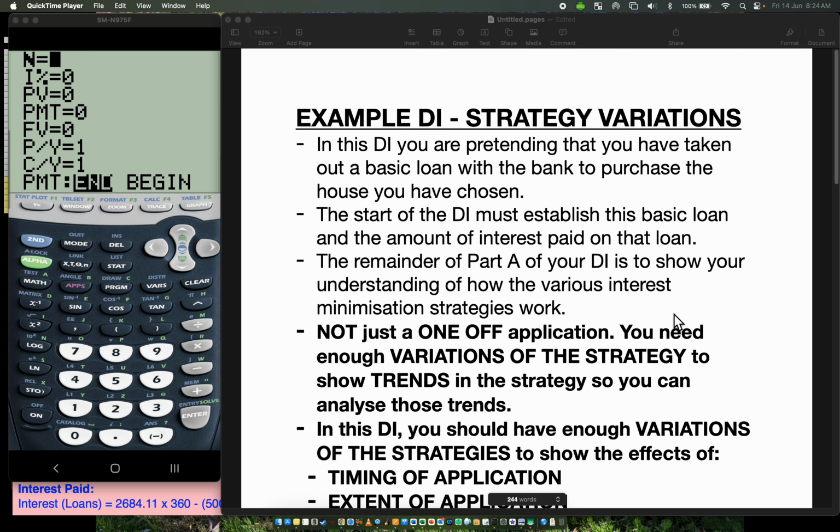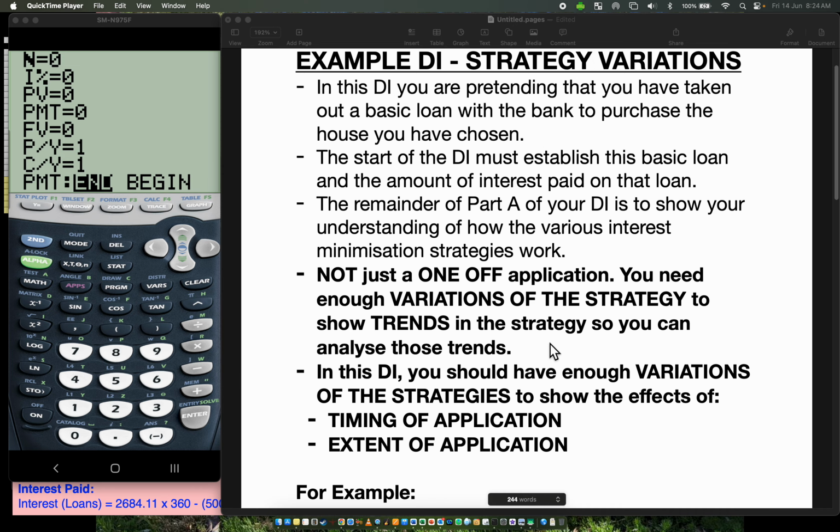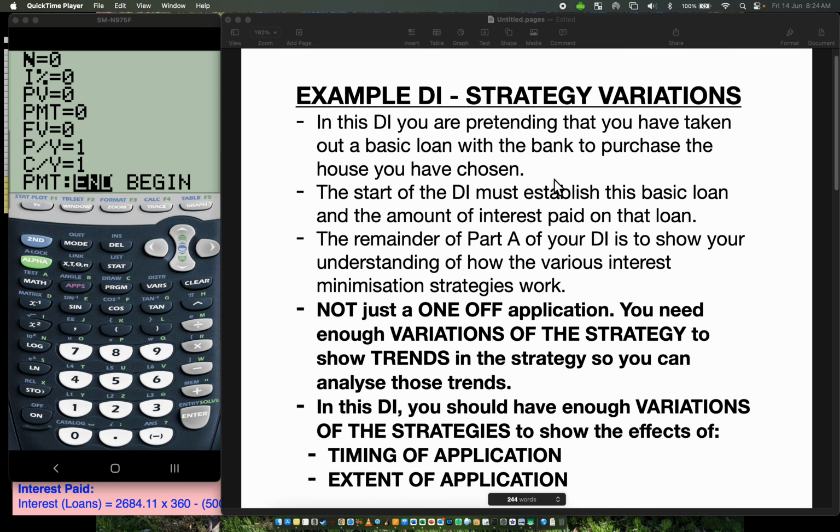I thought it would be a good idea because I've started getting maths from students to check. It doesn't seem that you've really interpreted the example DI that well, with the idea of the number of variations of strategy that you need to do. So that's what this video is going to be about.